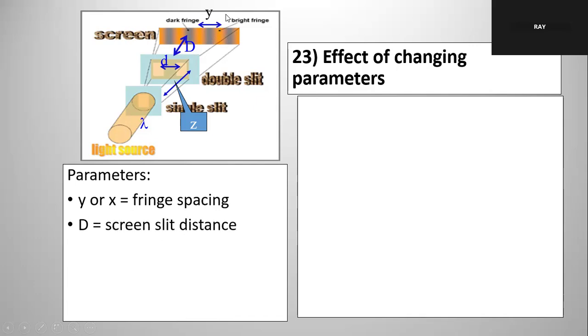D, the distance between the double slit and the screen. There's the double slit, there's the screen. So the distance between the screen and the double slit is your capital D. Small d is from the center of one slit to the center of the other slit, or sometimes the textbook or your syllabus will call it a. Lambda is the wavelength of the light source. So usually this is laser rather than light.